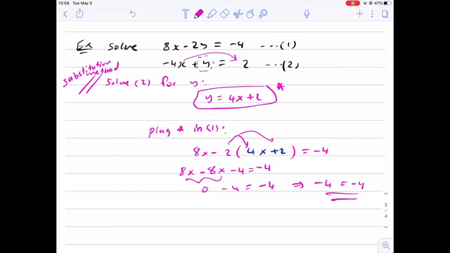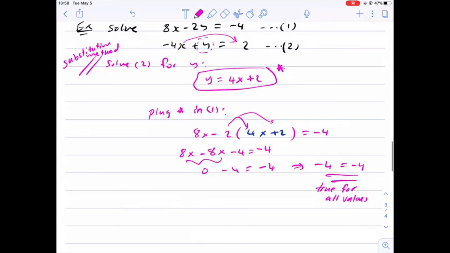So the left hand side is equal to the right hand side. So this is true for all values, for all x and y. So that means we have infinitely many solutions. So if we get the same number on the left hand side and the right hand side, negative 4 equals negative 4, 0 equals 0, and such statements, that means we have infinitely many solutions.